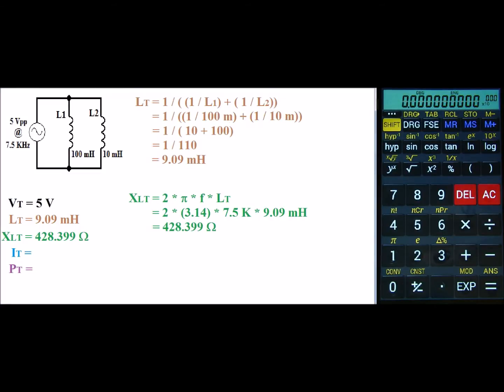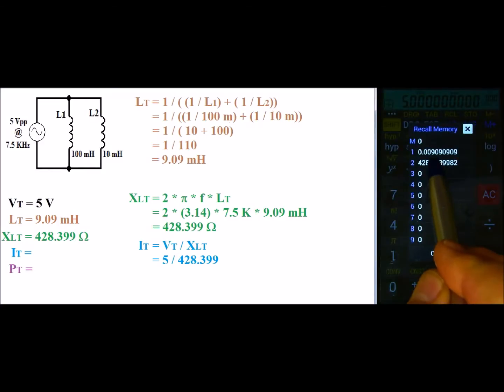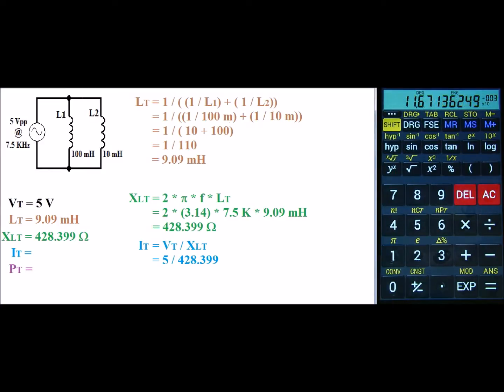Now we can find I total. I total is simply V total divided by the inductive reactance total, XLT. So we have 5 volts divided by 428.399. So we have 5 divided by our resistance that we saved earlier, and that gives us a current of 11.671 milliamps.